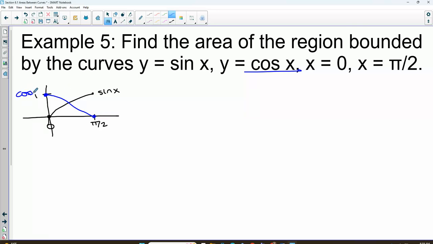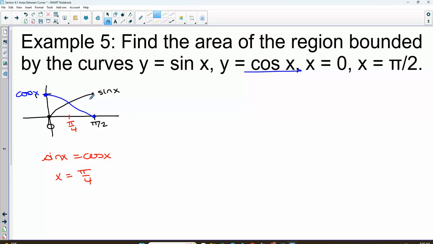All right, so they meet. Do you remember, when is sine equal to cosine? Think about our hand trick. When are sine and cosine the same? 45 degrees, which is pi over 4. So this middle point, they're equal. Now, if I just integrate from 0 to pi over 2, I'm going to get 0.